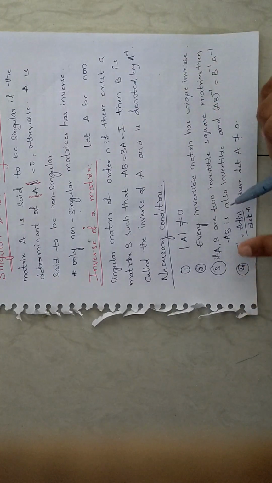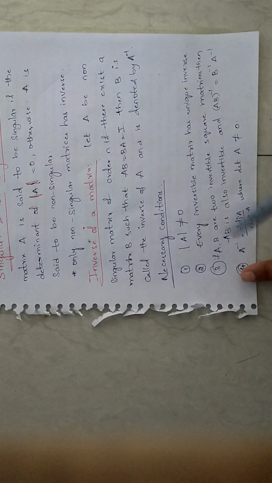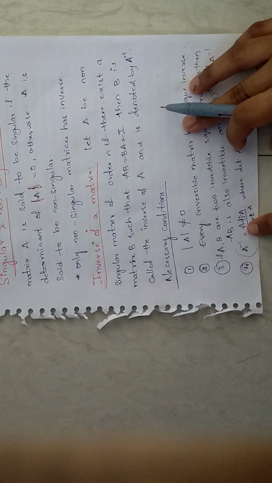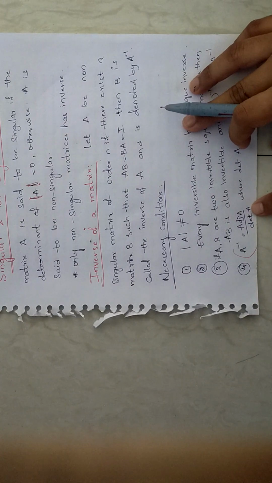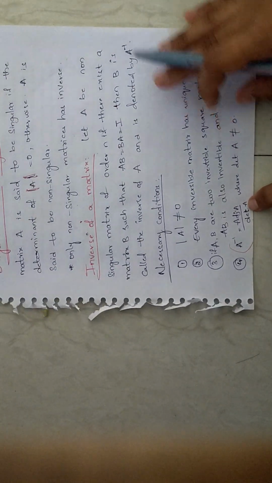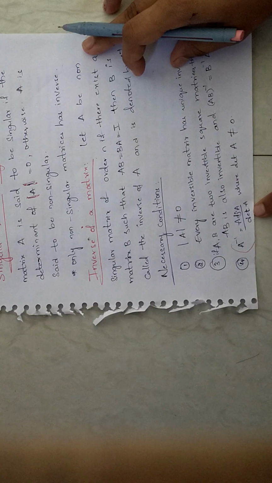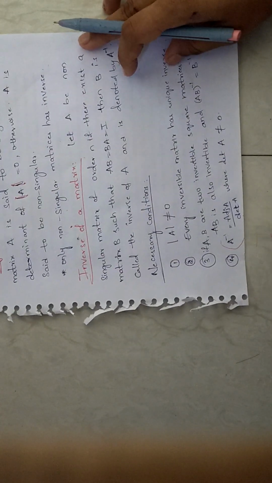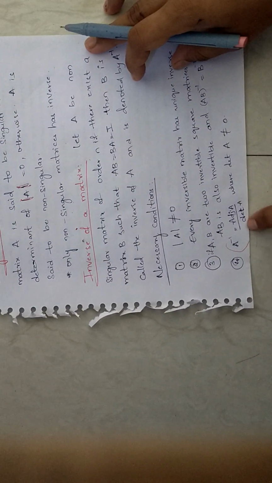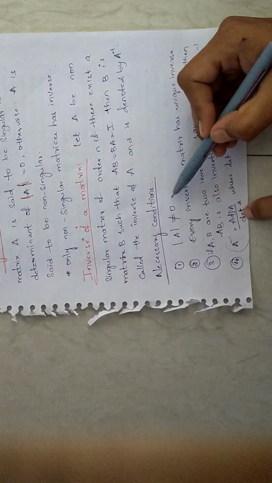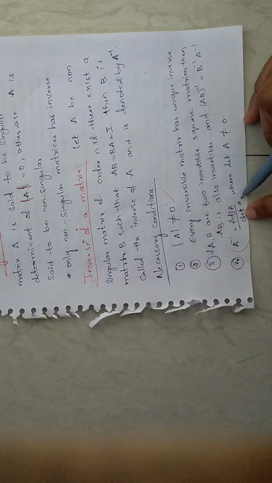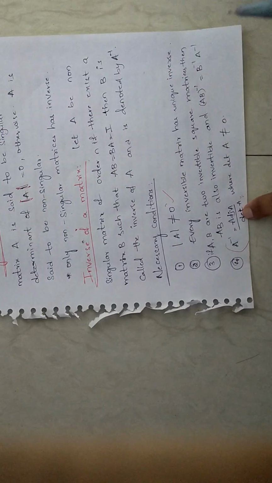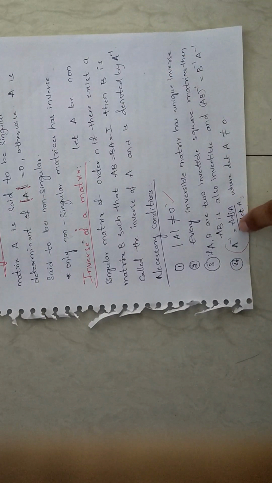Why? Because we will see. This is the formula of the inverse. A inverse is equal to adjoint A by det A. Adjoint A, det A, how we will find that we'll see in the problems. So if you see here, det A is the denominator. If it is 0, then the value will be infinity. The denominator should not be 0. That is why we take only the non-singular matrices.